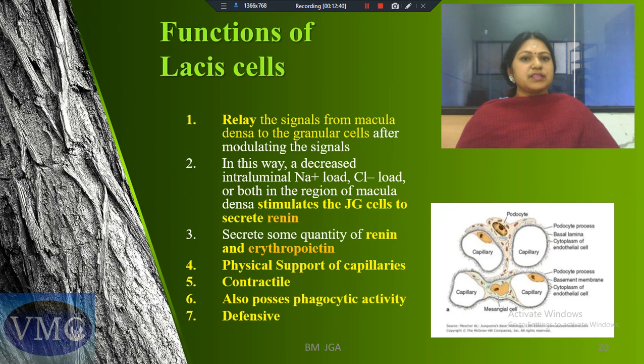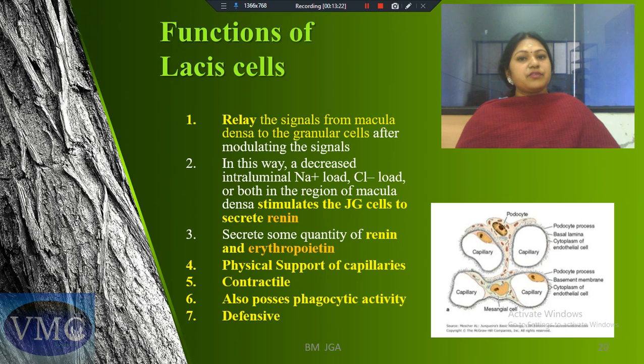So what is the function of these extraglomerular mesangial cells or your Lacis cells? They will relay this information, the chemoreceptor information, to the juxtaglomerular cells to secrete your renin. So they function as a relay station for the signals to be transmitted from your macula densa to the granular cells after modulating the signals. In this way, a decreased intramural sodium load or chloride load or both in the region of macula densa can be found out. This stimulates the juxtaglomerular cells to secrete renin. These Lacis cells also secrete some quantity of renin as well as erythropoietin.